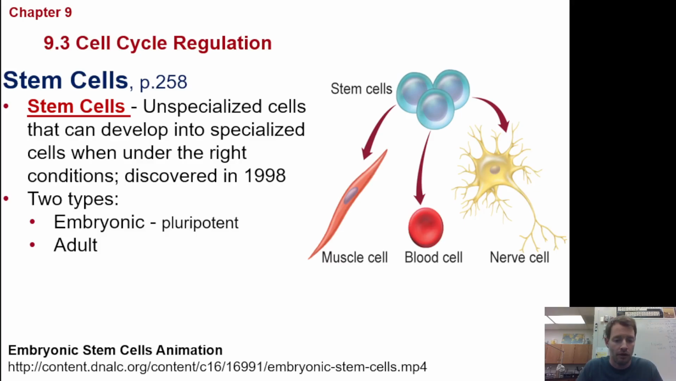We already talked about how muscle cells are permanently in gap 0. Nerve cells are permanently in gap 0, so they can't divide. But if we take a stem cell that is unspecialized and we specialize it to be one of those types of cells, we can then possibly replace those cells. This is a developing technology. I would encourage you to look at this animation found at this link. It's also linked on Schoology, the embryonic stem cells animation.